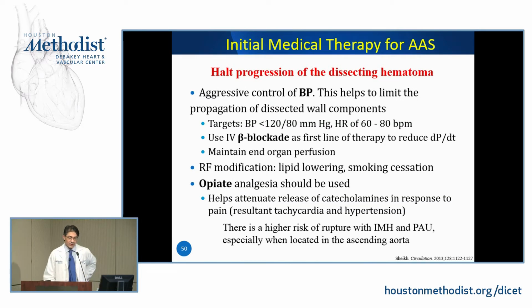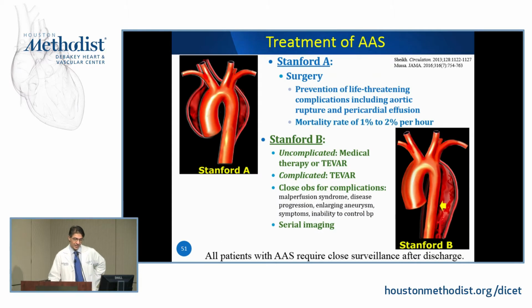Medical therapy of AAS, very important. Control the blood pressure, control the blood pressure, control the blood pressure. But the first drug you reach for is a beta blocker. You have to decrease shear stress, then follow that with blood pressure control, because if you give a pure vasodilator, you'll actually increase shear stress and worsen their prognosis. So control the blood pressure, beta blockers first, then get the blood pressure below 120/80. And then, of course, risk factor modification.